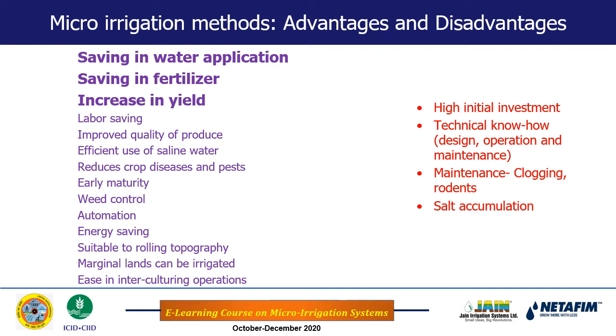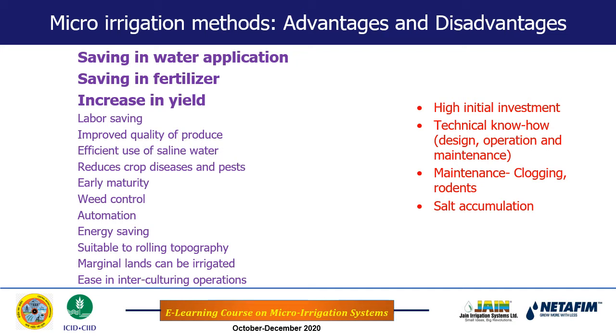Next, we can apply this method to marginal lands. Marginal lands can also be irrigated. Many times there are small lands in some corner, and applying water with the help of surface and sprinkler irrigation method is difficult. In case of drip irrigation method, we can even have one lateral, that's all. So it is possible to apply water to marginal lands by drip irrigation method.